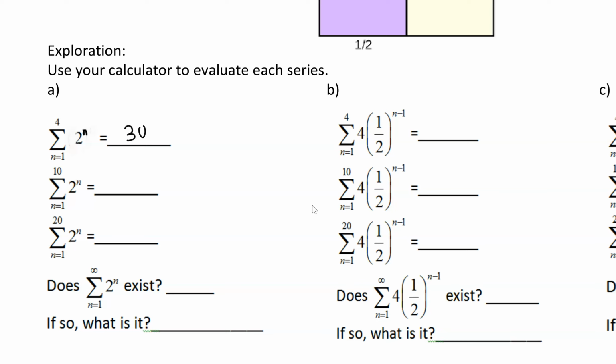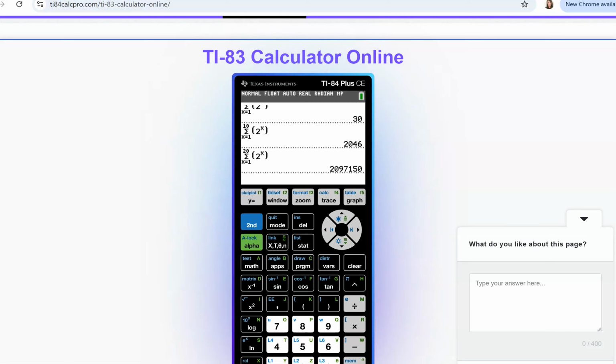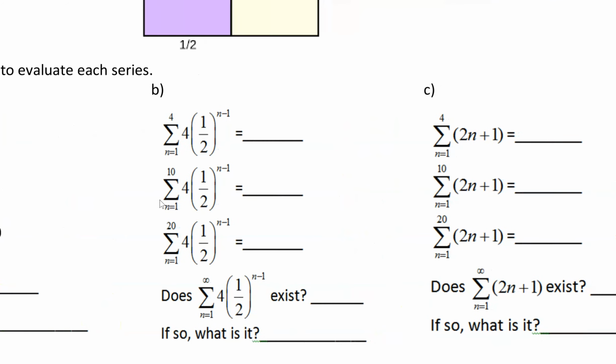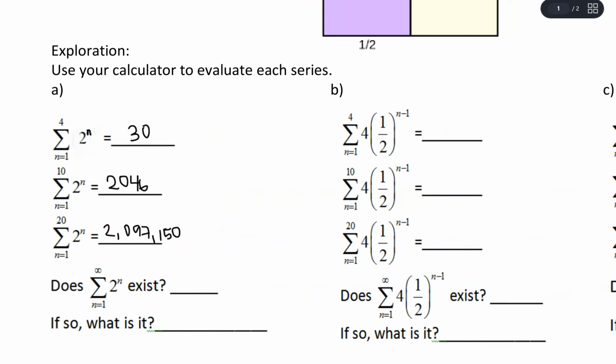So this one is 30. This one is 2046. And this one was 2,097,150. Take a second and fill in the rest, so for B and C, type those in your calculator and try to calculate those.